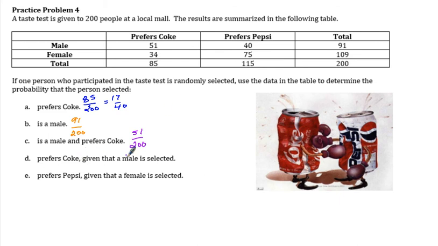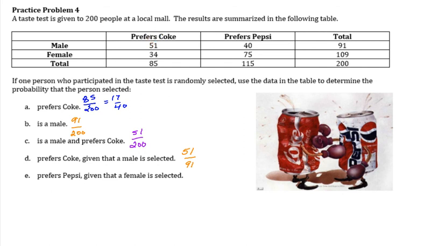Prefers Coke given that the male is selected. So this is a little bit different. Careful on the wording on this one. So given that we're in the male grouping, there's only 91 total males. So out of 91, what's the probability of selecting a male that prefers Coke? So there's 51 of them that prefer Coke. So be careful with this wording. If you see given that a male is selected, that means that you've already reduced your group down to the males only, and then you have to go find how many there are.